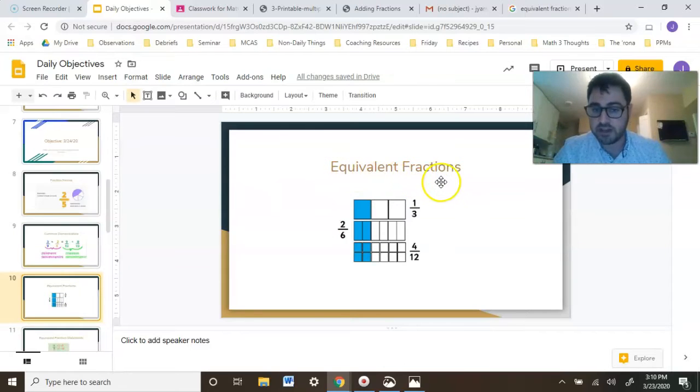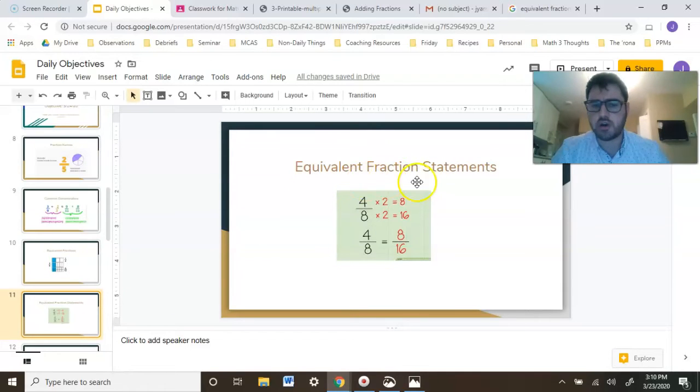Two new pieces. First is equivalent fractions. So equivalent fractions son fracciones que son equivalentes. So fractions that are equal in quantity. So look here, 1/3, 2/6, 4/12, different numbers, but the same amount. So cantidad es la misma, pero los números son diferentes.